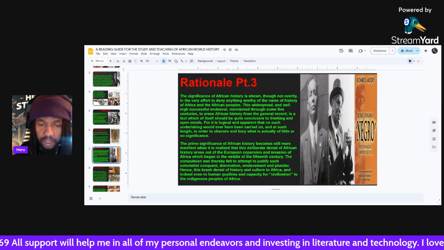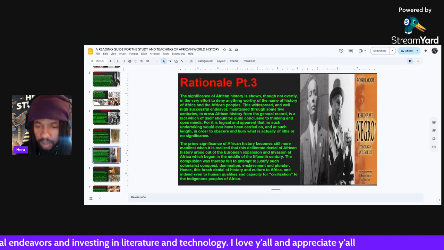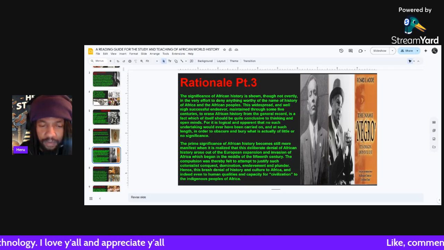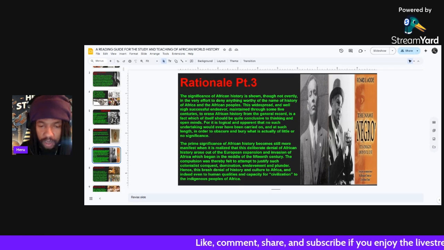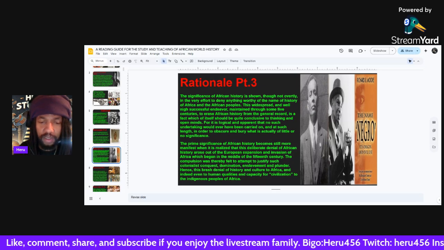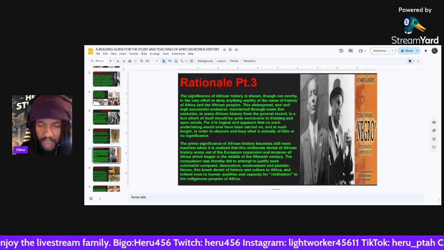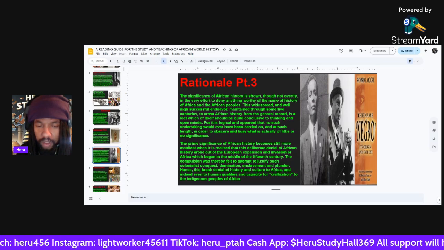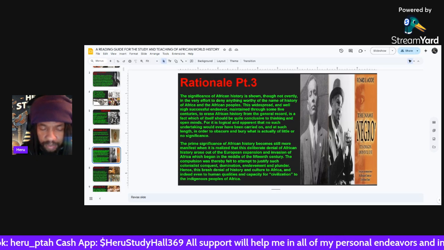The prime significance of African history becomes still more manifest when it is realized that this deliberate denial of African history arose out of the European expansion and invasion of Africa, which began in the middle of the 15th century. The compulsion was thereby felt to attempt to justify such colonialist conquest, domination, enslavement, and plunder. Hence, this brash denial of history and culture to Africa, and indeed even the human qualities and capacity for civilization to the indigenous people of Africa.